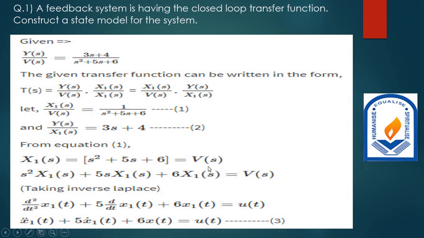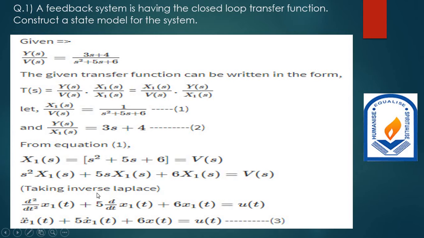From equation number 2 we just cross multiply. So on the right hand side we get V of s equal to X1 of s into s square plus 5s plus 6. Multiplying, you will get s square into X1 of s plus 5s X1 of s plus 6 X1 of s equal to V of s. So this is just simplification.